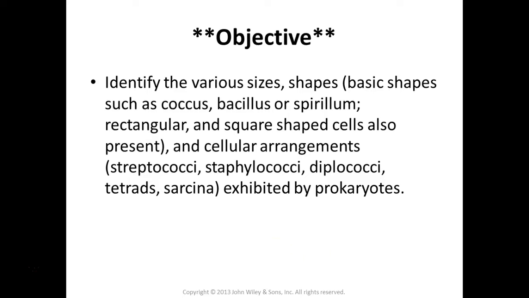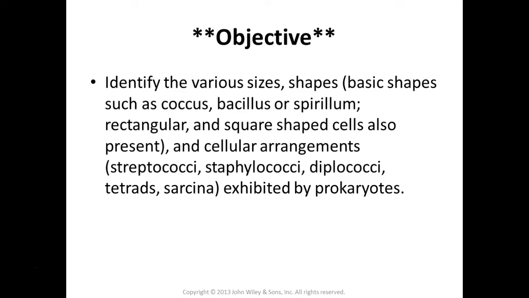So our first objective as it relates to prokaryotes is to be able to identify the various shapes and sizes of prokaryotes. So we use some terms, right? What shape does coccus refer to? What's bacillus? What's spirillum? Rectangular, I hope I don't have to explain that to you guys, right? Okay. And square? We're good? Four equal sides? Yeah, square.